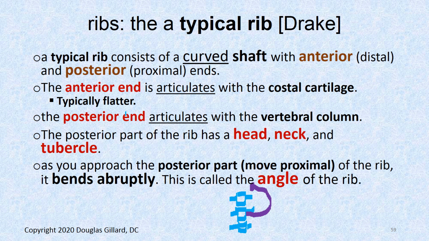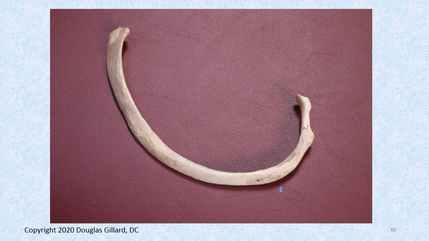The posterior end has several pieces. The rib head I talked about already quite a bit. It has a rib head, a neck, and a tubercle. A tubercle has a nice facet on it, as we'll see. As you move proximally on the rib, you get a really sharp bend, and that bend is going to be called the angle. All right, let's take a look at some of this stuff in real life here.